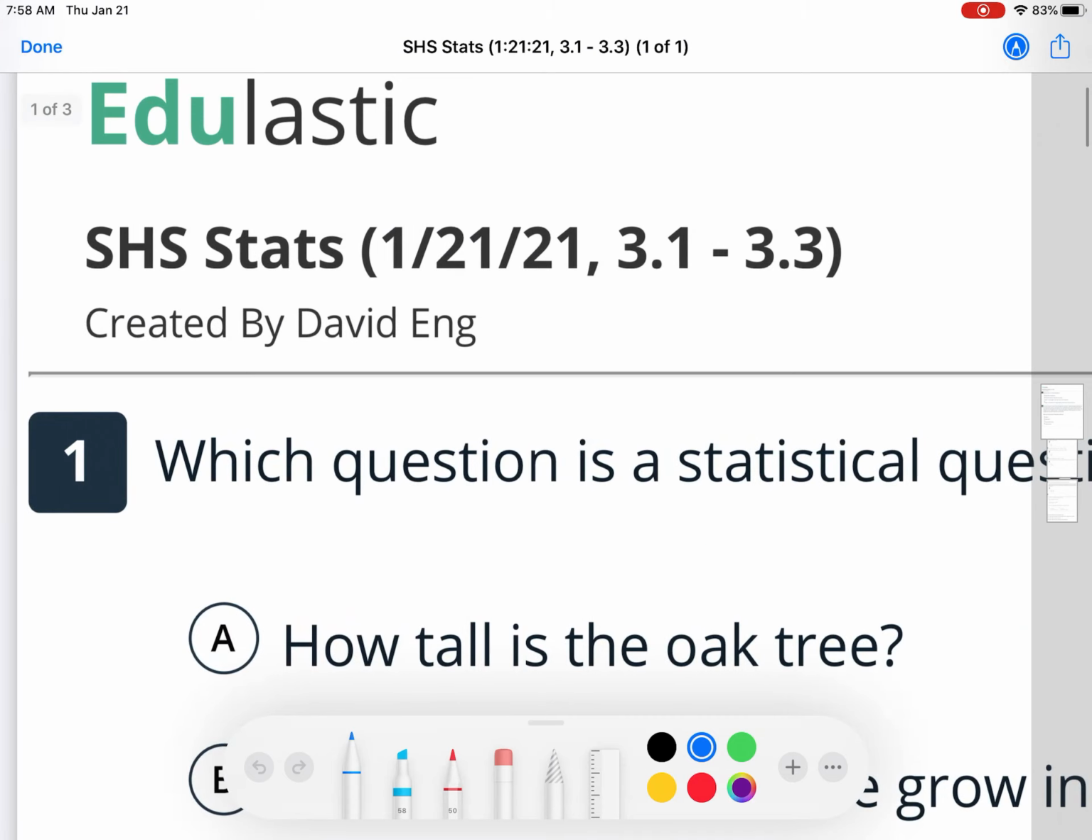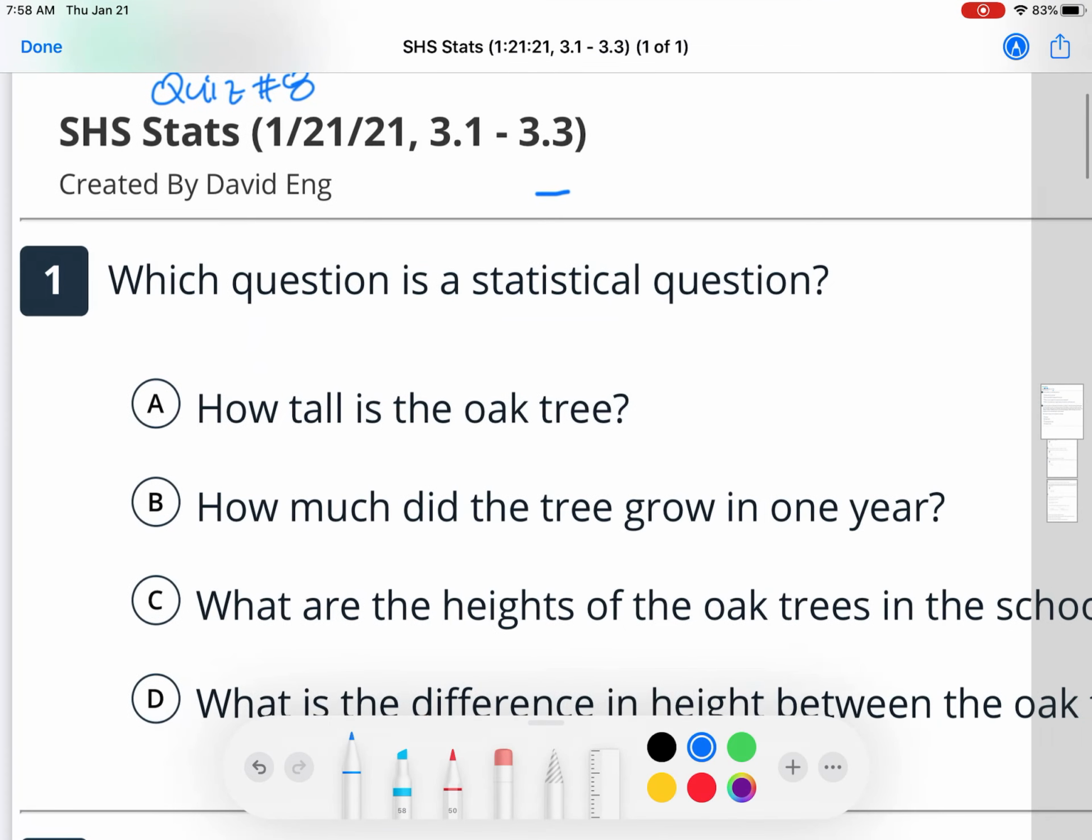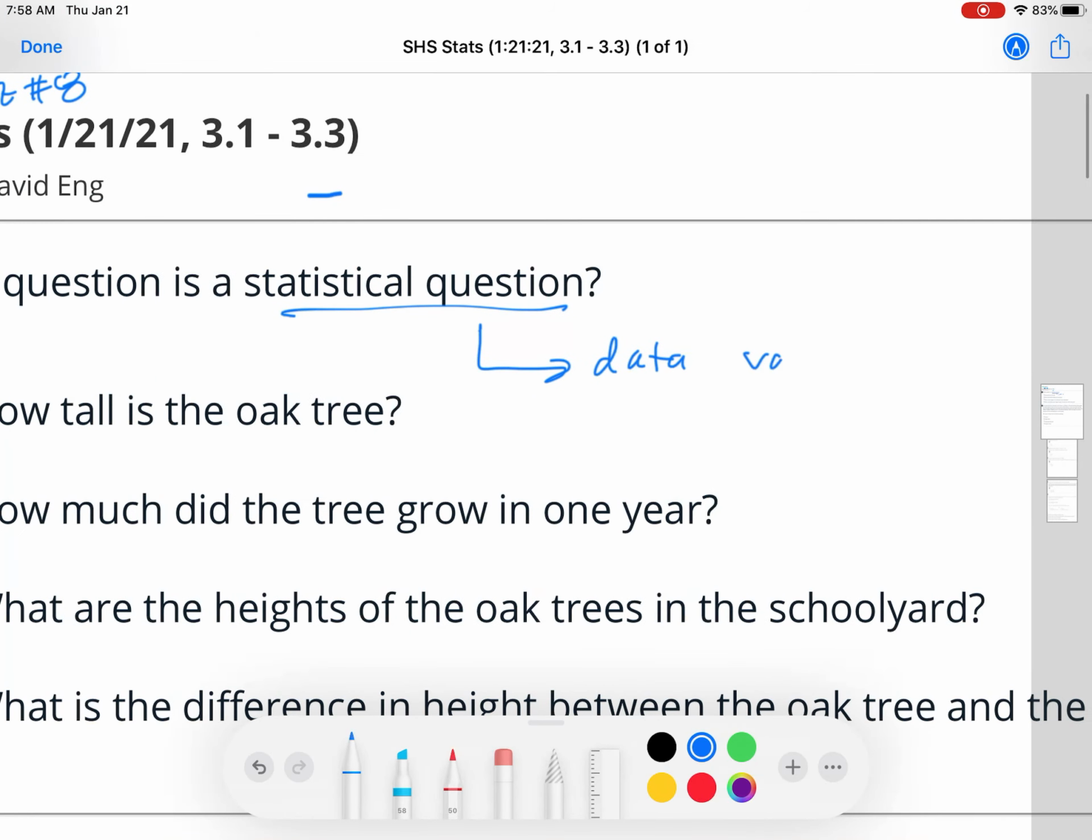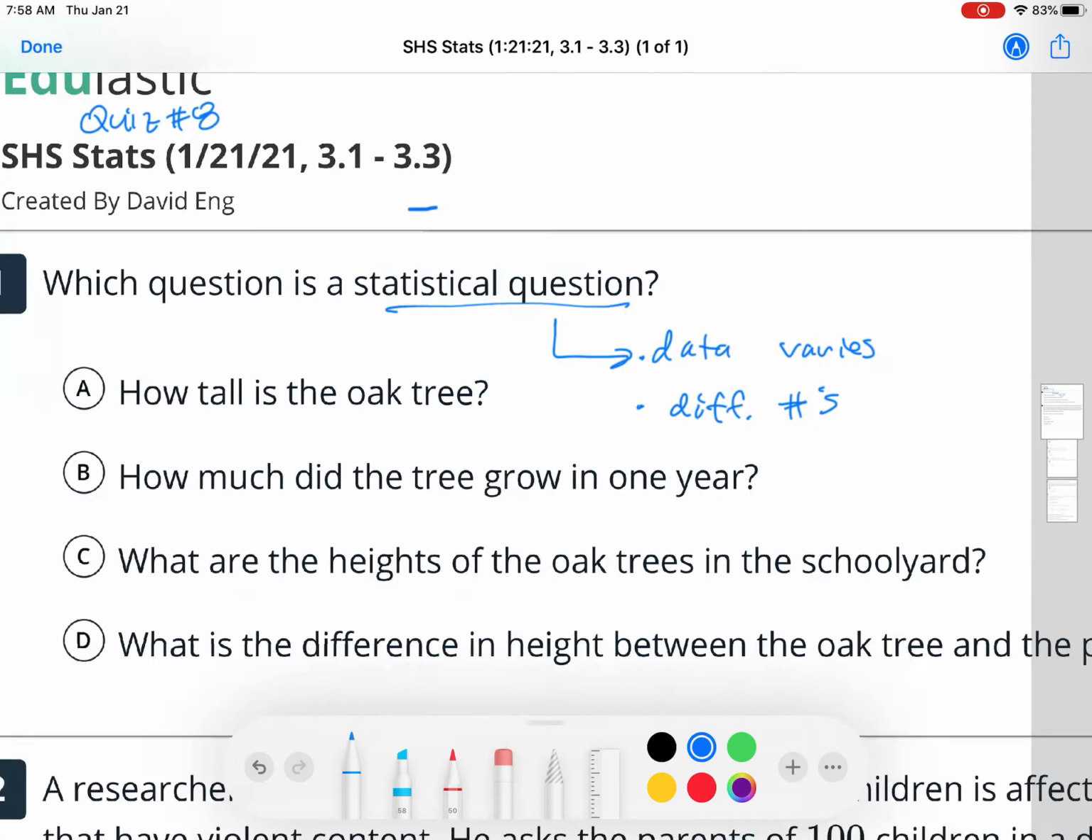Stats. I didn't even write anything on top of this. This is quiz number 8. Which question is a statistical question? Remember, the main idea for this one is we want data that varies. What do you think that means? We basically just want different numbers as our answer.